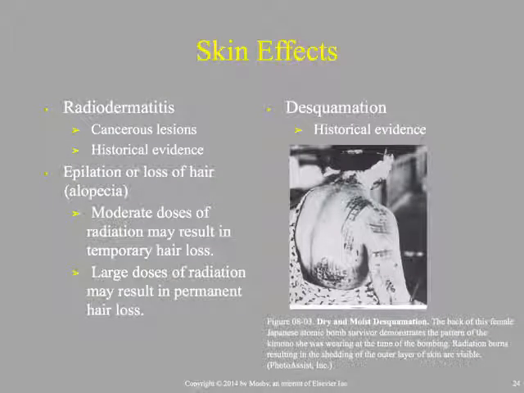So let's talk a little bit about these skin effects. There's radiodermatitis, which is cancerous lesions, and this is one of the historical evidences. So some of the early radiation workers experienced this with repeated high-dose exposures. Okay, epilation, or loss of the hair, sometimes called radiation alopecia. So moderate doses of radiation may cause temporary hair loss, and then large doses can result in permanent hair loss. So in the radiation therapy field, again, a lot of times we might go ahead and counsel our patients if we're doing a whole brain treatment, go ahead and shave your hair, right?